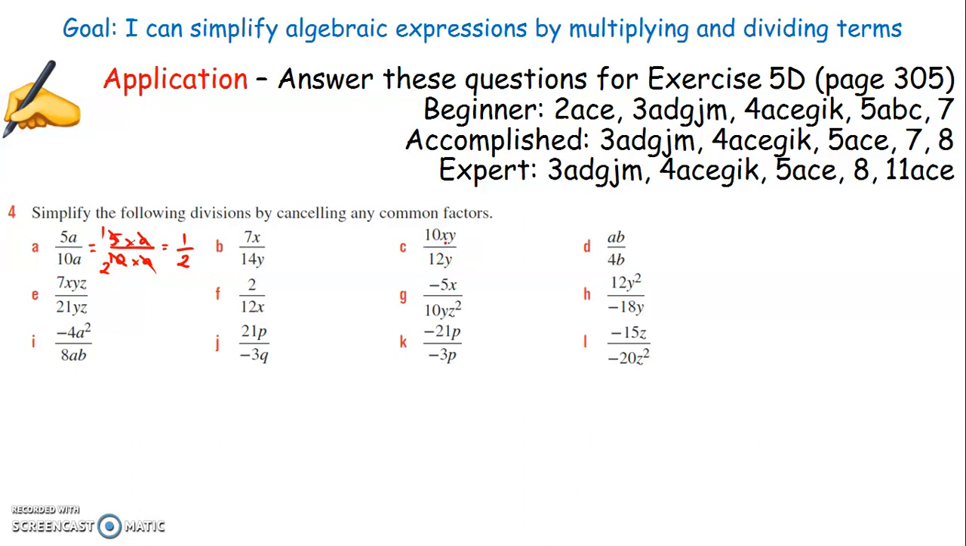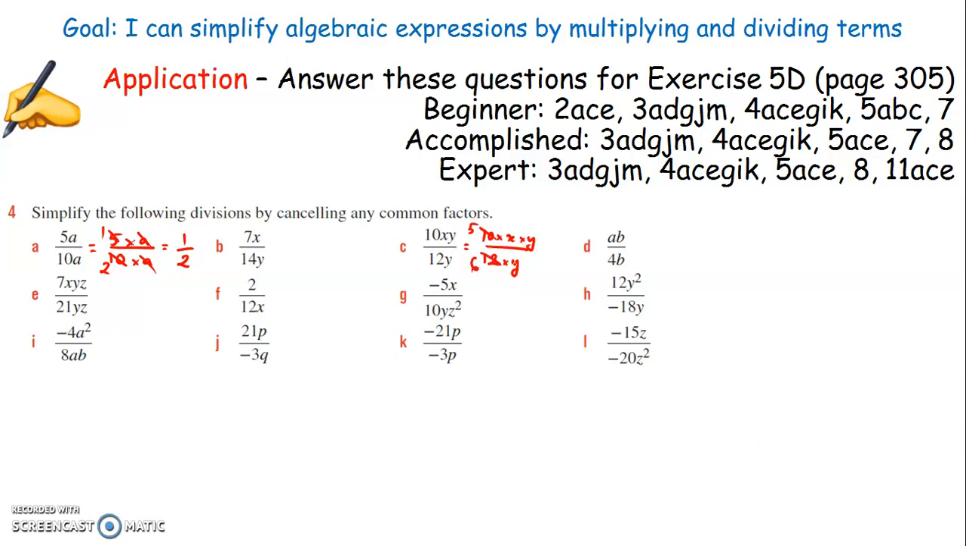Next, C, we've got 10xy over 12y. Let's rewrite this. So we have 10 times x times y over 12 times y. Again, first we need to find the common factor for 10 and 12. What number can go into both of these? That would be 2. 2 can go into 10 5 times, and 2 can go into 12 6 times.